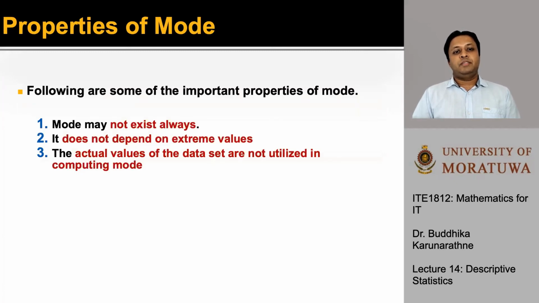And moving on to properties of mode, it is possible that mode does not exist for a certain data set. In the previous two occasions with the mean and the median, we noticed that it always exists, but not mode. It can be unavailable as well. And mode also does not depend on the extreme values. So we are focused on the frequency, how frequently a certain value is appearing. That's how we calculate the mode. The actual values of the data set are not utilized in computing mode, similar to median.